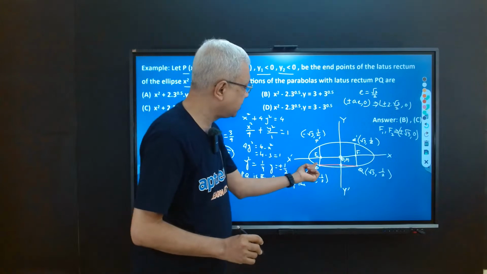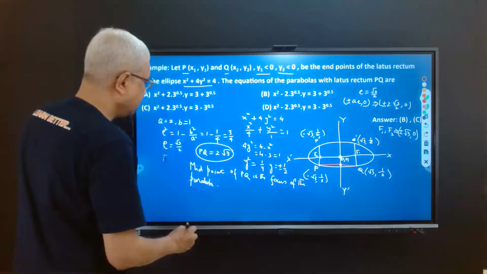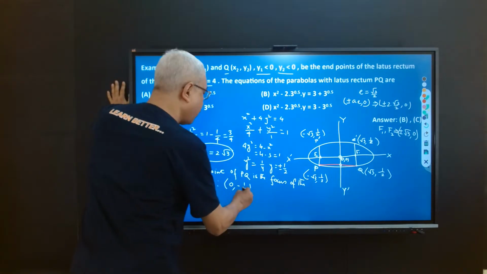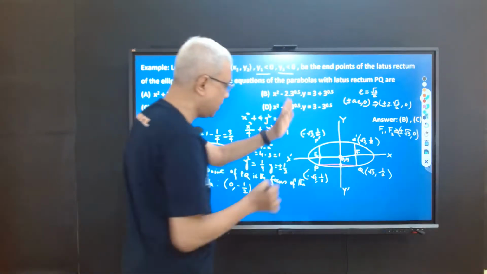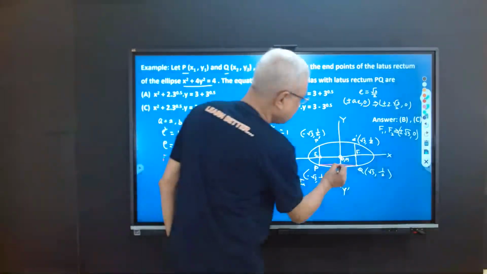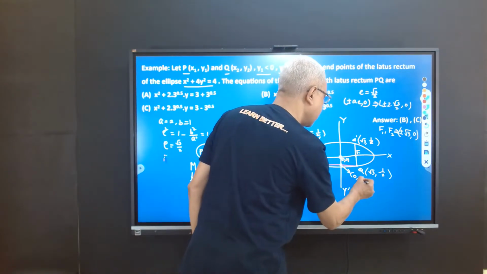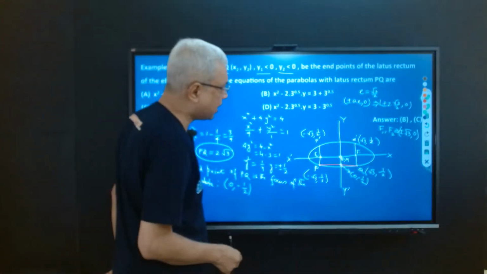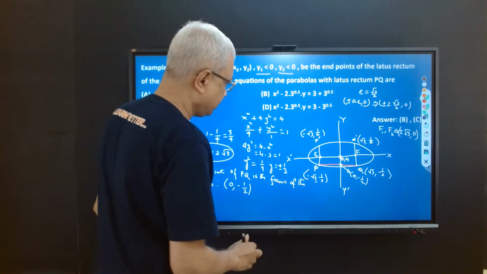And the midpoint of PQ is how much? It is minus root 3 minus half, it is plus root 3 minus half. So it is 0 minus half. So the coordinate of the focus of the intended parabola is 0 minus half, which lies on the y-axis. So this point is 0 minus half. So with 0 minus half as focus and PQ as latus rectum, which parabola can we draw?